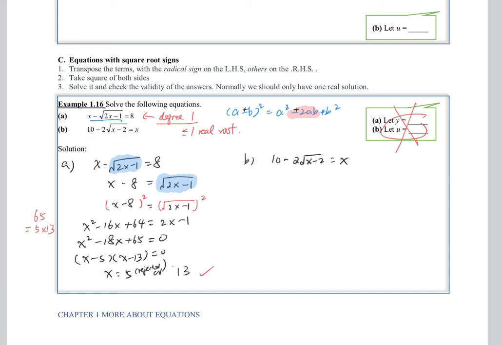So let's move on to part B. In part B, this term will be the only term with the radical sign. So we keep it on one of the sides. Oh, sorry, this time I still want to put it on the right.